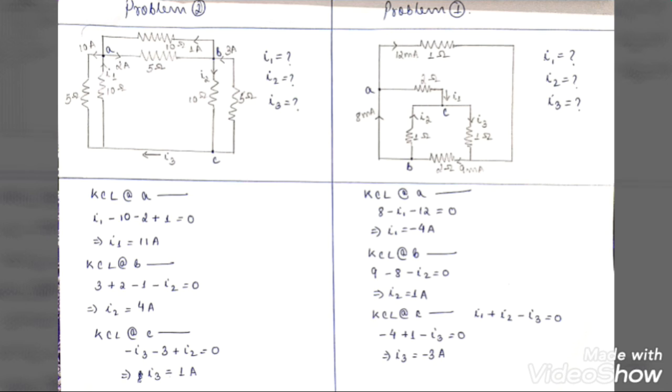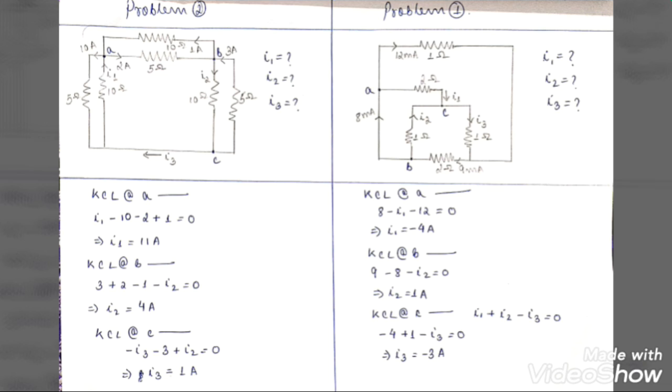8 minus I1 minus 12 is equal to 0. Why? Because 8 is incoming towards A, and I1 and 12 are outgoing from A. So I1 from here comes as minus 4 ampere. KCL at B: 9 minus 8 minus I2 is equal to 0. From that, I2 comes as 1 ampere.